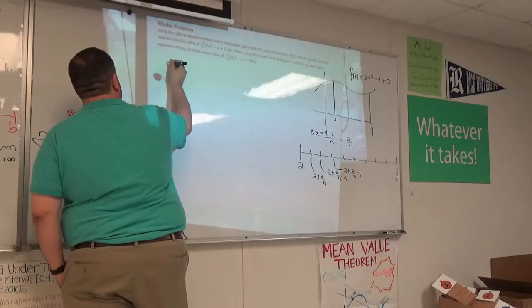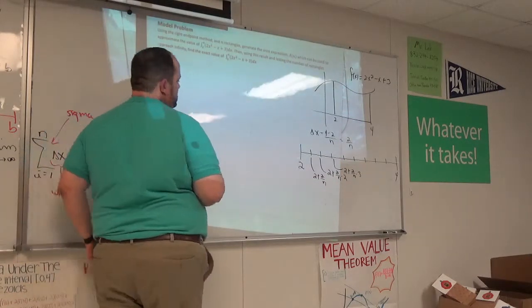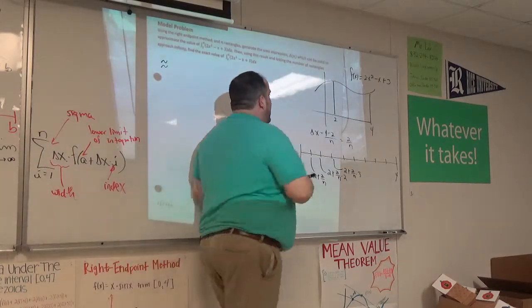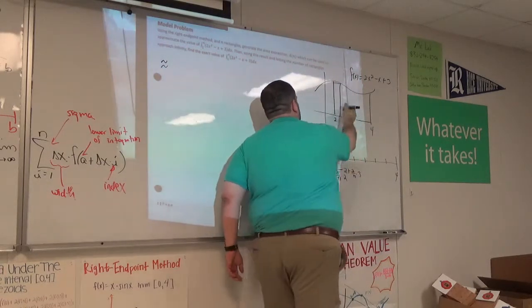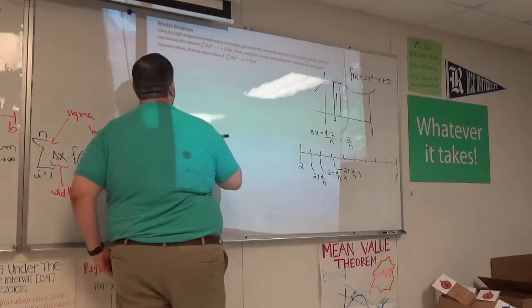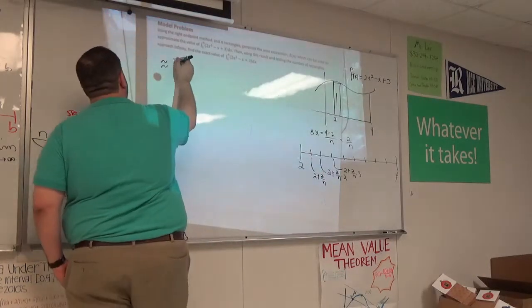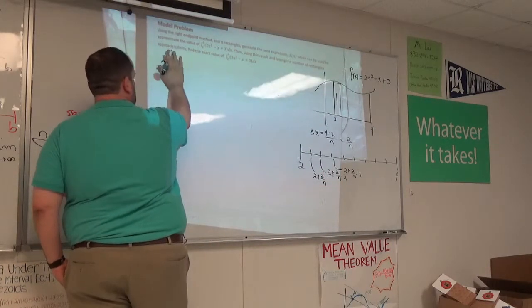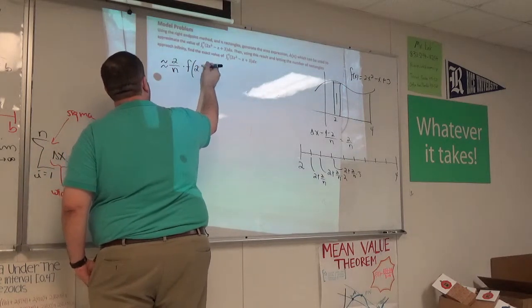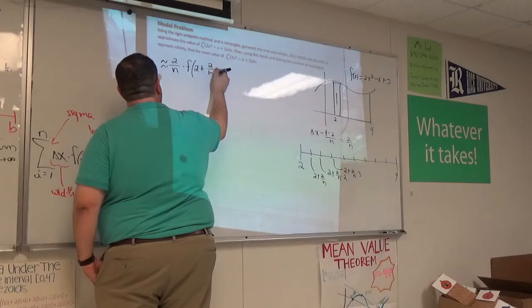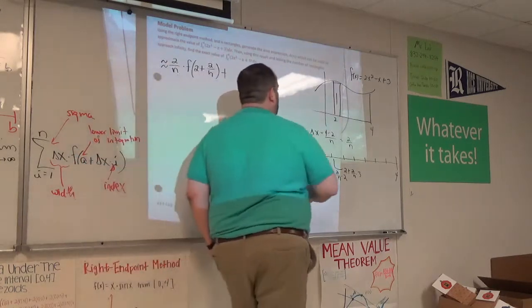All right, I'm seeing some folks that are like, well, then let's do this one rectangle at a time. How wide is the rectangle? How tall is the rectangle? Fabricio, tell me about that first rectangle. How wide, how tall? 2 over n, and f of 2 plus 2 over n. Love it.